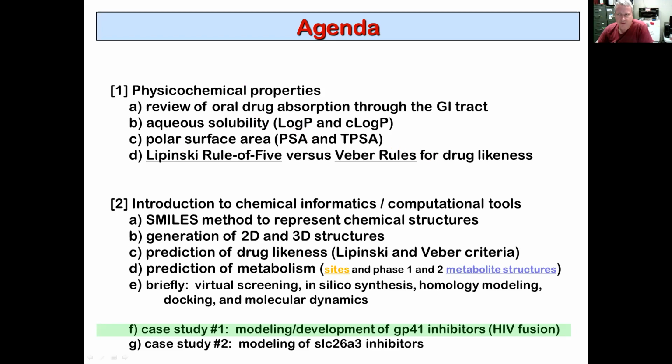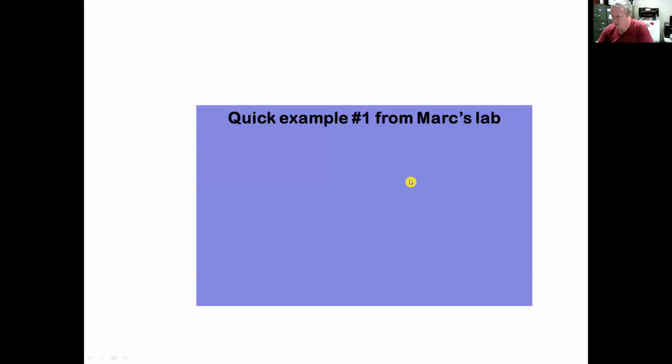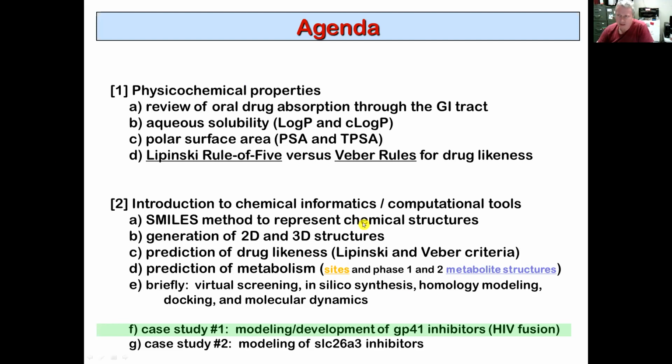These two cool things are pretty cool. They're real research examples from my laboratory. Okay, so let's see here. All right, so first one, it's a modeling of GP41 inhibitors, which is the HIV fusion protein. This is something we did as one of my graduate student projects, maybe 5 years ago or something. We're still kind of working on it a little bit.